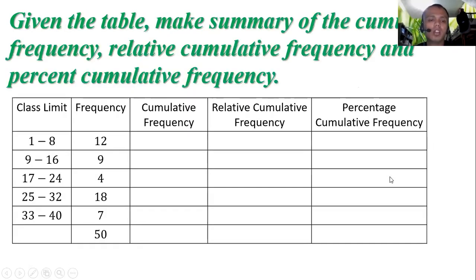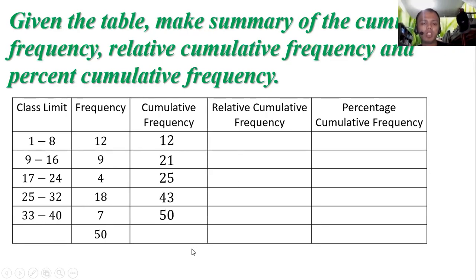Okay? Now, let us do an exercise. Given the table, make the summary of the relative cumulative frequency and percentage cumulative frequency. Here is the frequency. We start from top to bottom. We have 12 plus 9 is 21, plus 4 is 25, plus 18 is 43, plus 7 is 50.